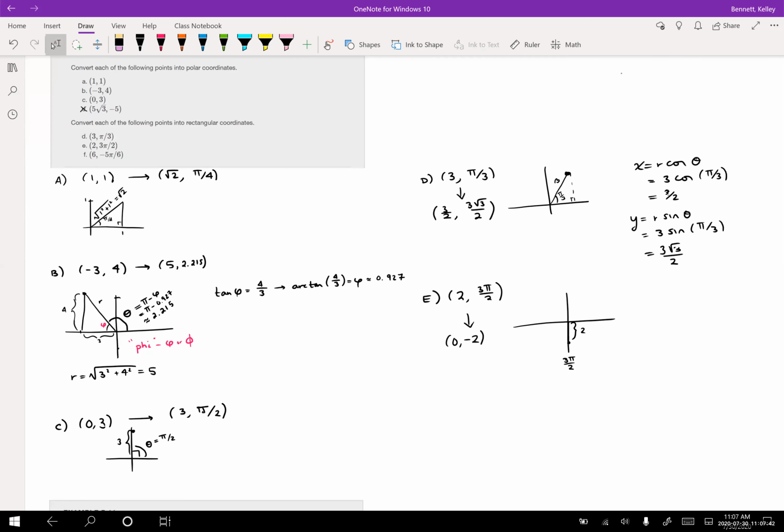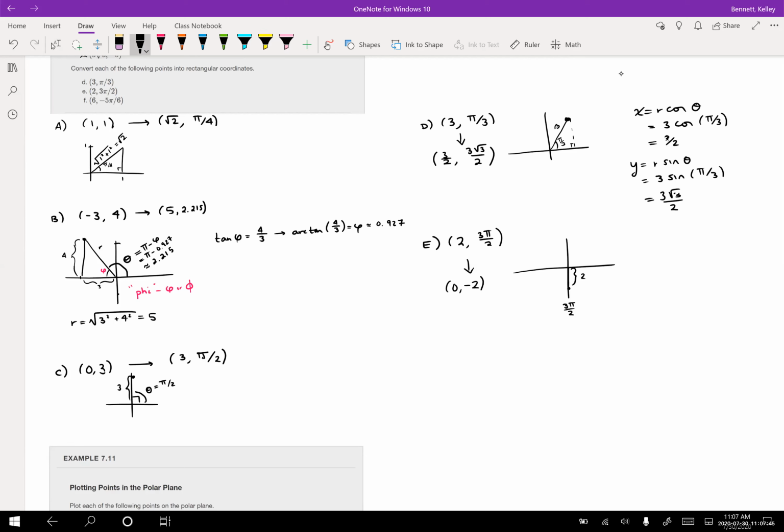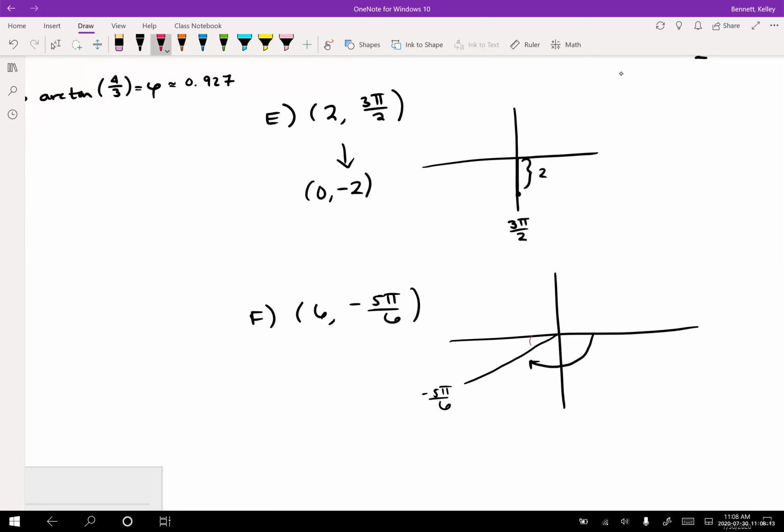All right, we'll do one more. We'll look at F. So if we have 6 comma negative 5 pi over 6. All right, so this is another kind of a little bit tricky one. So negative means we swing out this way. And if I go that way by 5 pi over 6, that means that I have a little baby angle in here. And this guy is pi over 6. Right? So our little phi is pi over 6. So this is our theta.